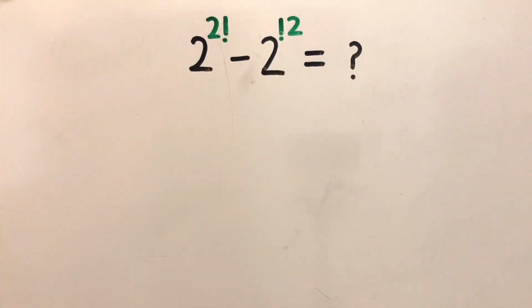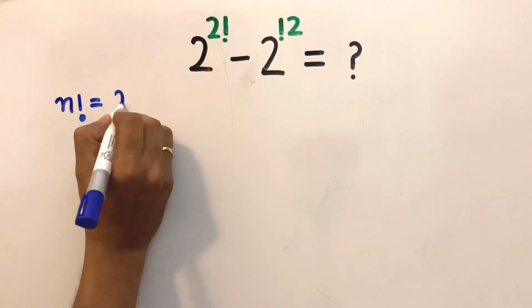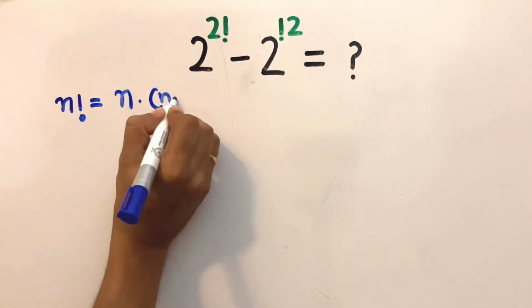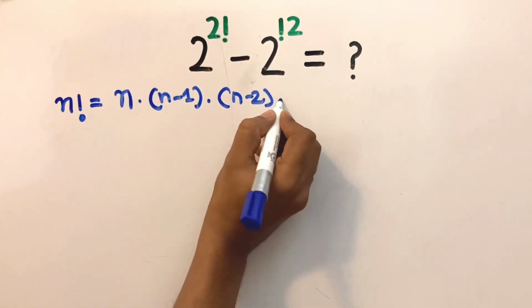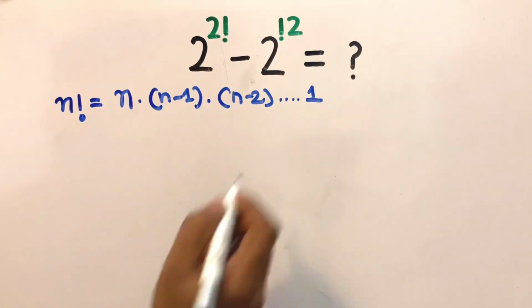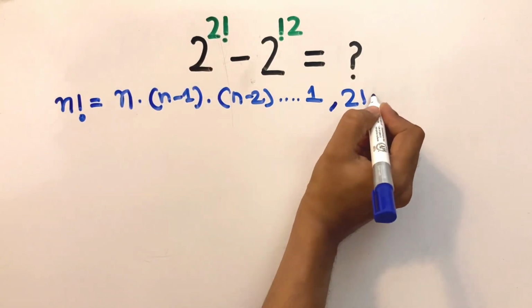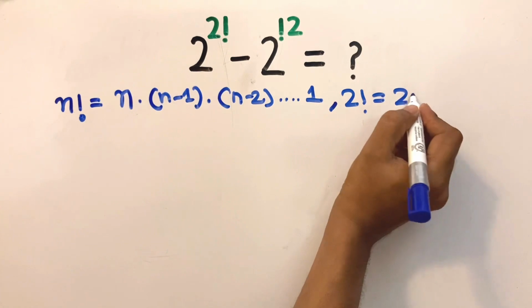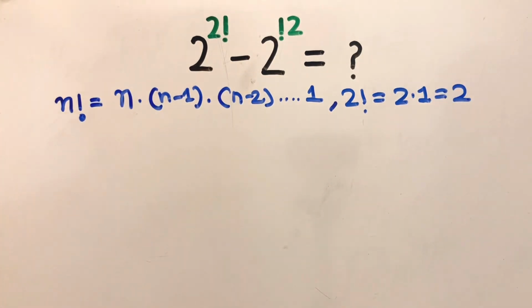So as we know that n factorial is equals to n multiply n minus 1 multiply n minus 2 and so on, up to 1. Therefore, 2 factorial is equals to 2 multiply 1 equals to 2.